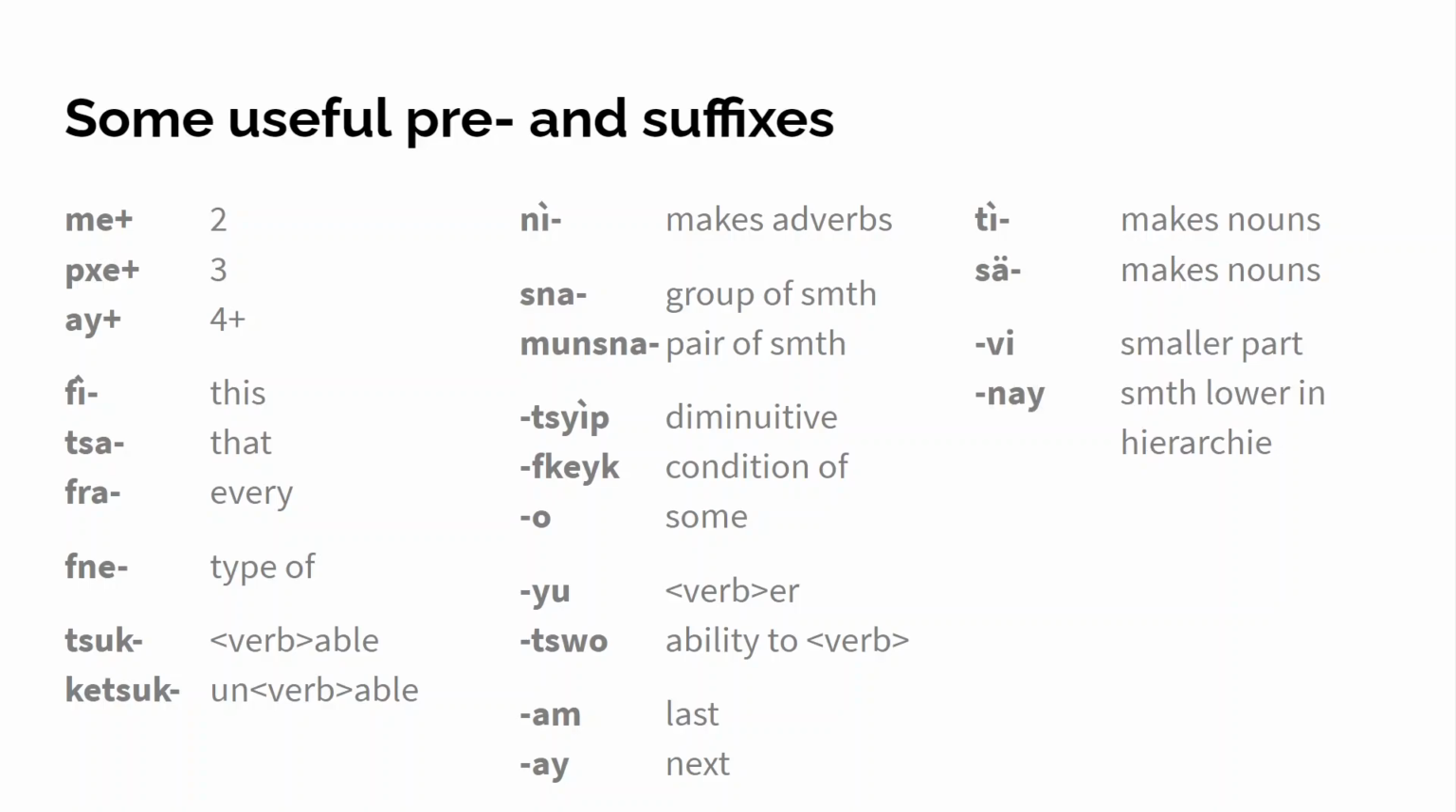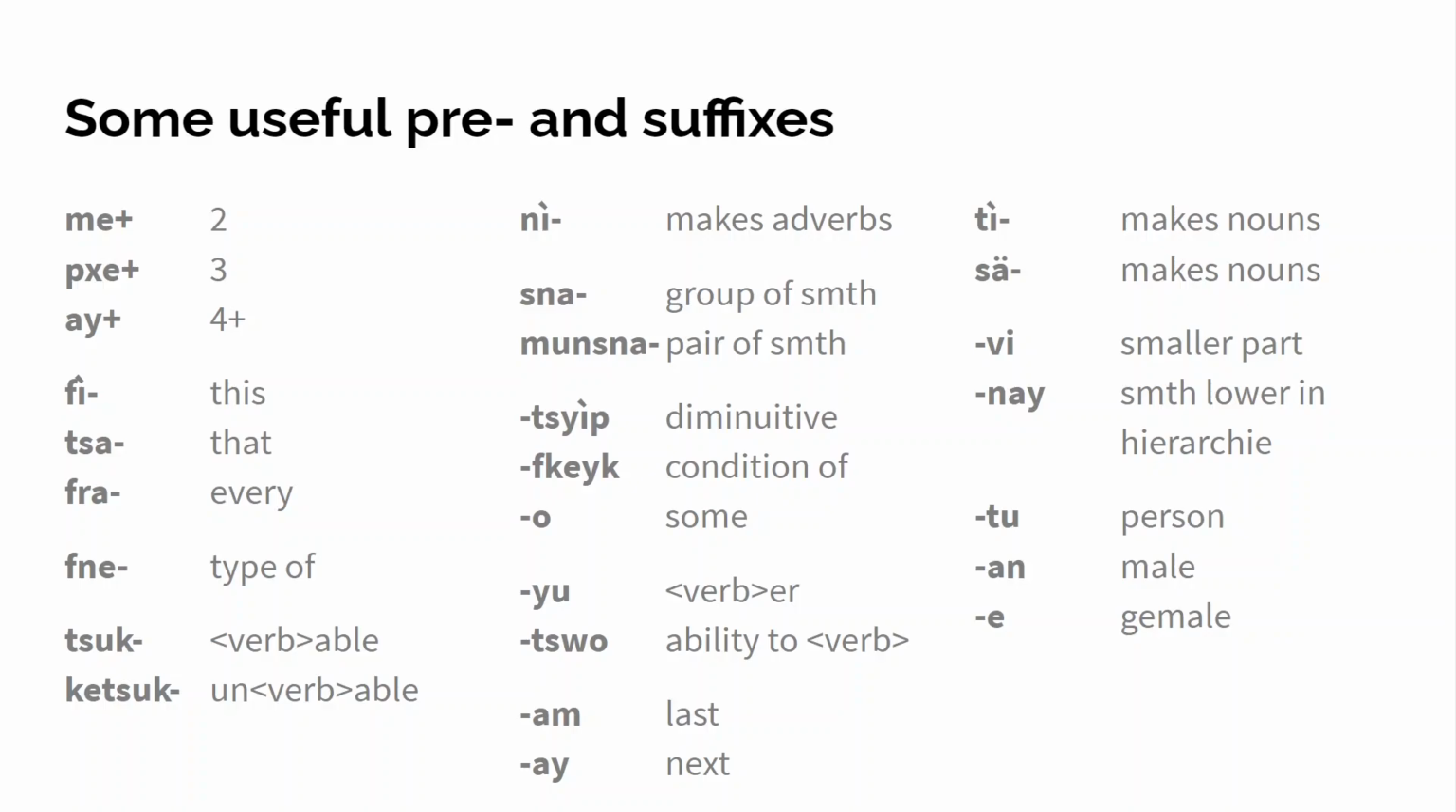Vi is a smaller part of something, numtseng would be school, numtsengvi is a classroom, so part of a school. Nai is something lower in hierarchy. For example, we have Eiktan, a leader, and Eiktan Nai, a deputy, someone who maybe one day becomes a leader. We also have Karyu, teacher, becoming Karyu Nai, a teacher apprentice, so someone who will become a teacher one day.